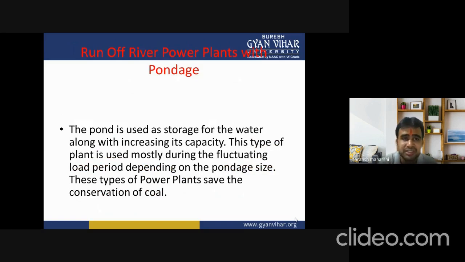Now we will discuss the run of river power plant with pondage. The pond is used as storage for the water along with increasing its capacity. This type of plant is used mostly during the fluctuating load period, depending on the pondage size. This type of power plant saves the conservation of coal.